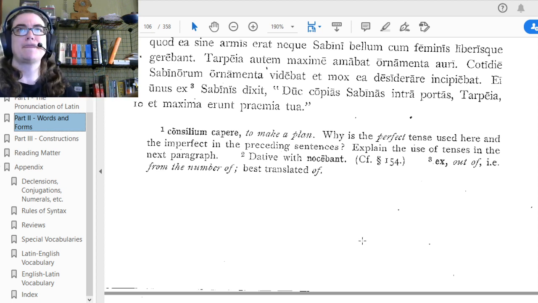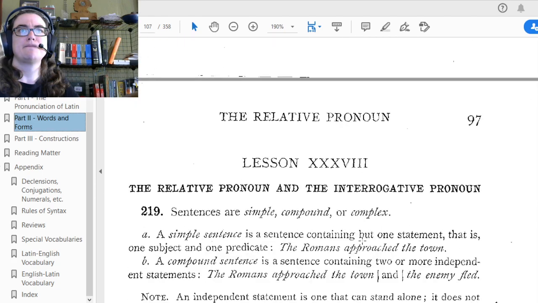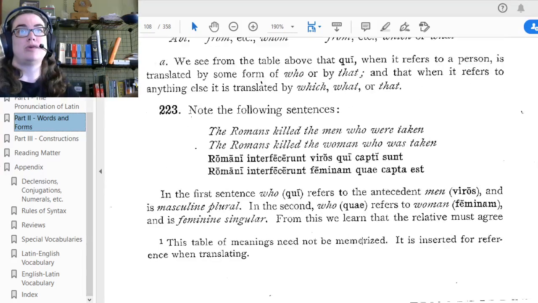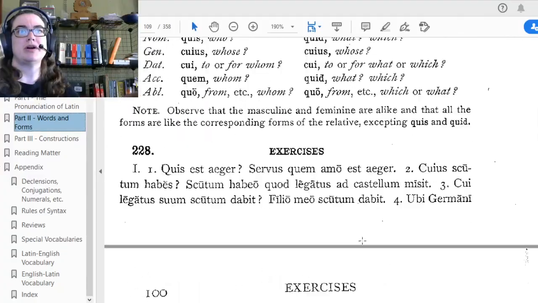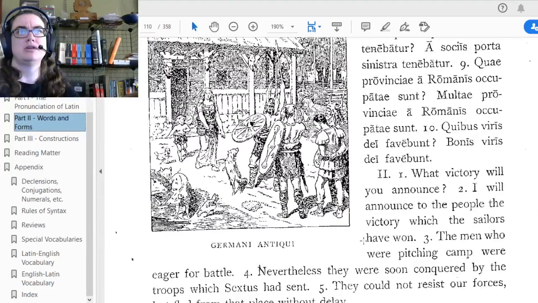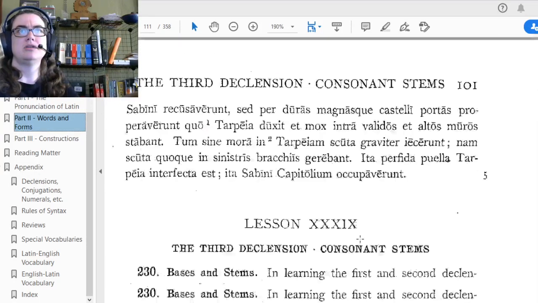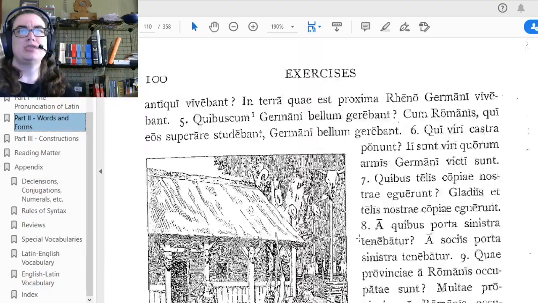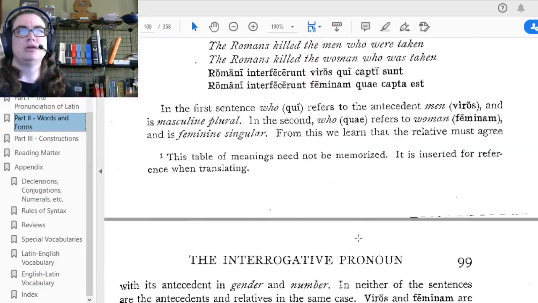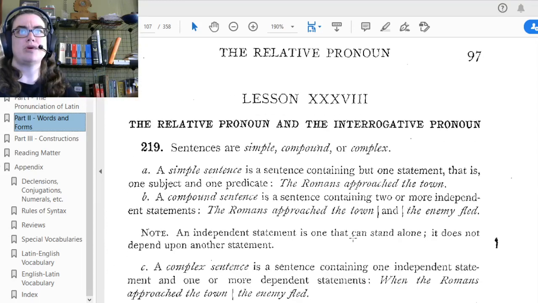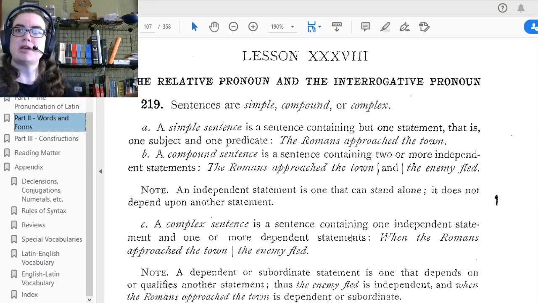All right. So now we're done with the verbs for a little while. Woo! Take a deep breath. Feels good. All right, let's take a little break to do interrogative and relative pronouns and finish the Tarpeia story.